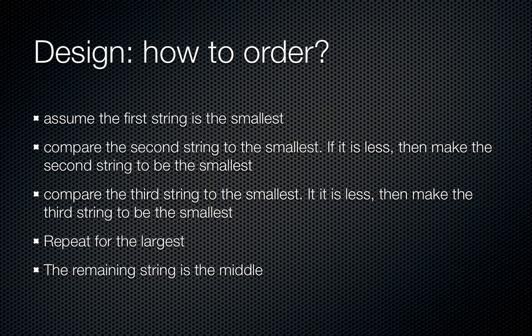If you figure out which one is the smallest and which one is the largest, then the third one will be the middle. So if string 1 is not the largest and string 1 is not the smallest, this means that string 1 is the middle. If string 2 is not the largest and string 2 is not the smallest, this means that string 2 is the middle. And if neither 1 nor 2 is the middle, this means that the third one is actually the middle.